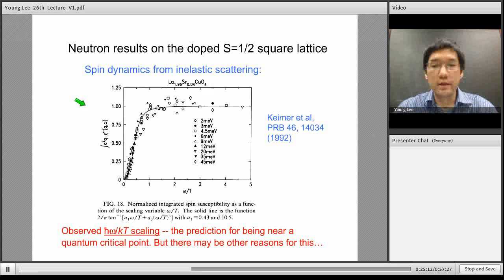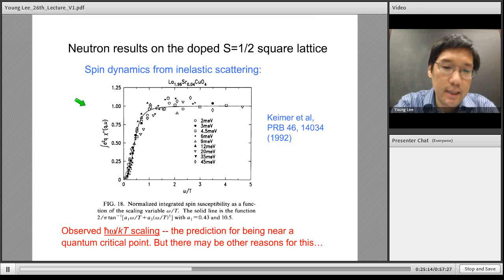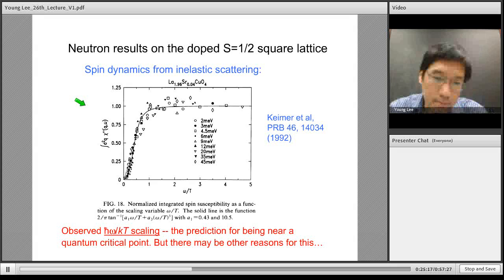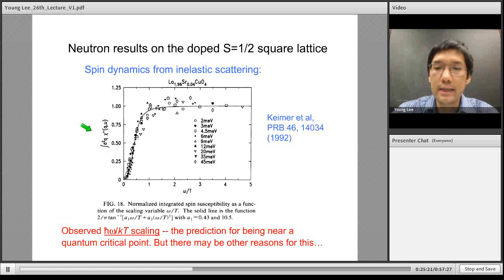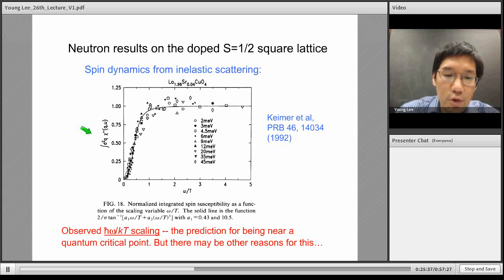And what they did to model the intensity is the following. So here, this is again the Q integrated imaginary susceptibility. So this can be extracted from S of Q and omega via the fluctuation dissipation theorem. And they fit this quantity to a form that obeys omega over T scaling. And it has this complicated arctangent form. You don't have to worry too much about that.